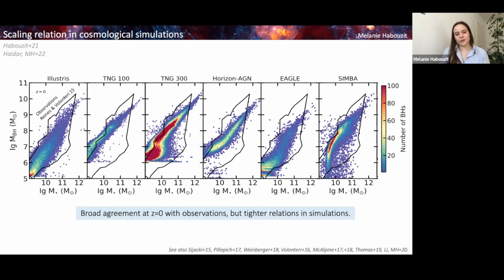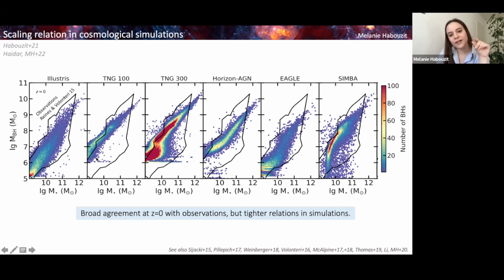So the first thing that we can look at is the relation between black hole mass and the stellar mass of their host galaxies. You will see a lot of figures like this that are very busy, but it's because each panel is for one simulation, so we can compare them. Here we're looking at the local universe, so redshift 0. The simulations are in colors, and the observations are within this cartoon shape that is really made to be a cartoon. So what we can see is that at first sight, there is a good agreement between simulation and observations. Simulations are within the observational plane.